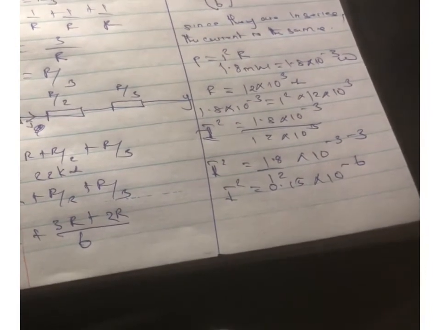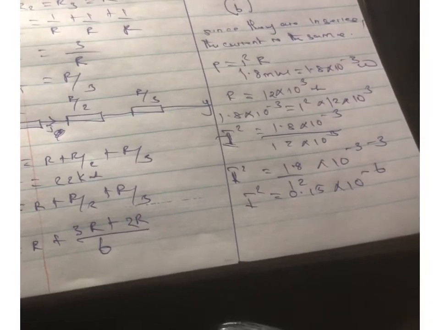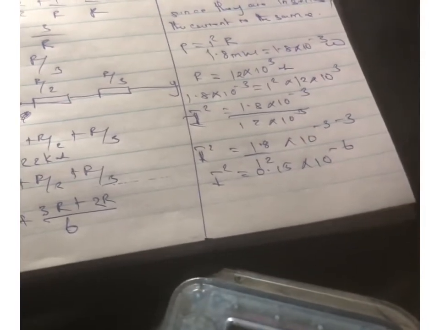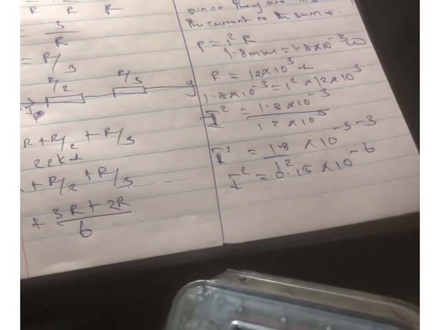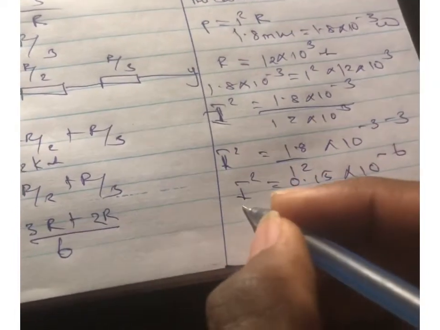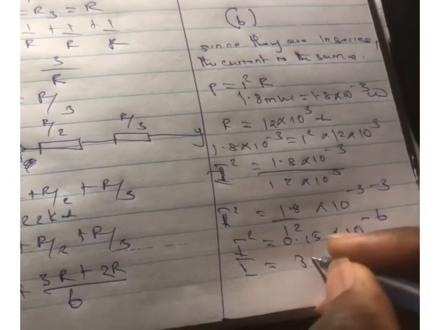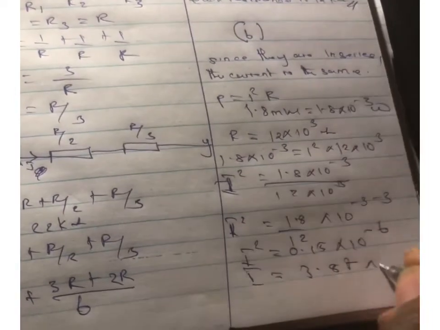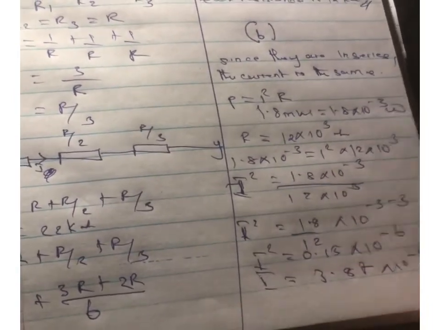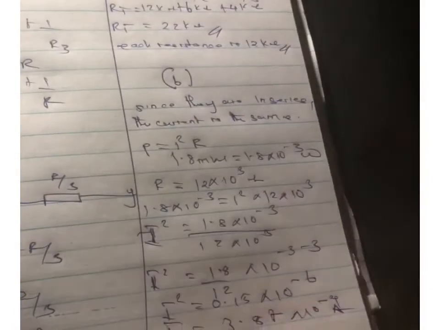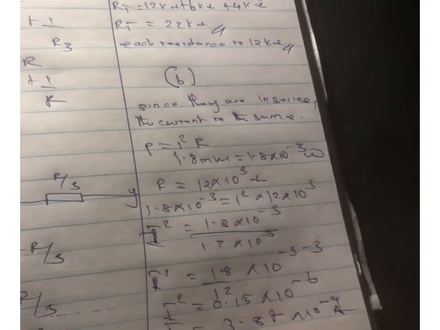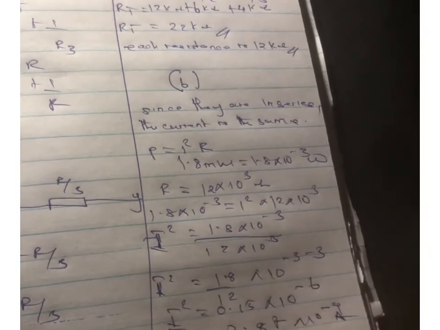So now when we take the square root of both sides, we are going to have a current of 3.87 times 10 to the power of minus 4 ampere, or I is equal to 0.387 microampere.